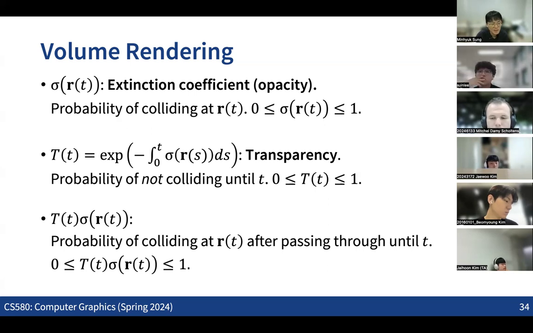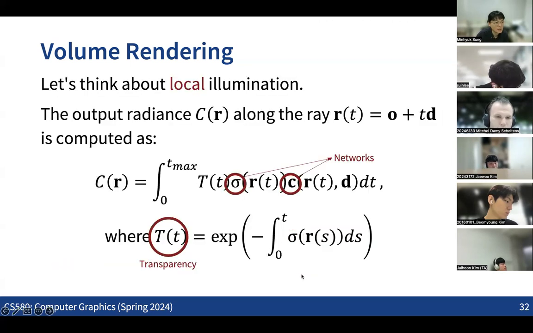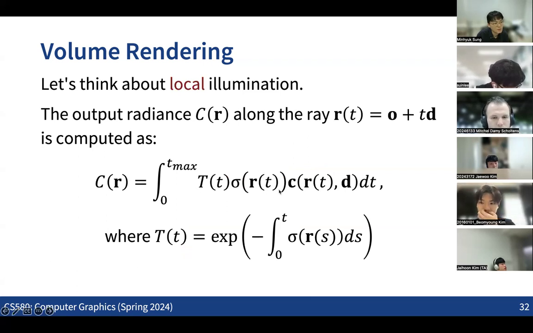So how likely the ray will reach the point without any collision before that. Then we can say that this equation is basically about taking the expected value. This is more about the radiance at the point, and this is more about how likely the ray will reach that point. Then we are taking the multiplication of these two and taking the sum, which is taking the expected value of the radiance by having all this information.